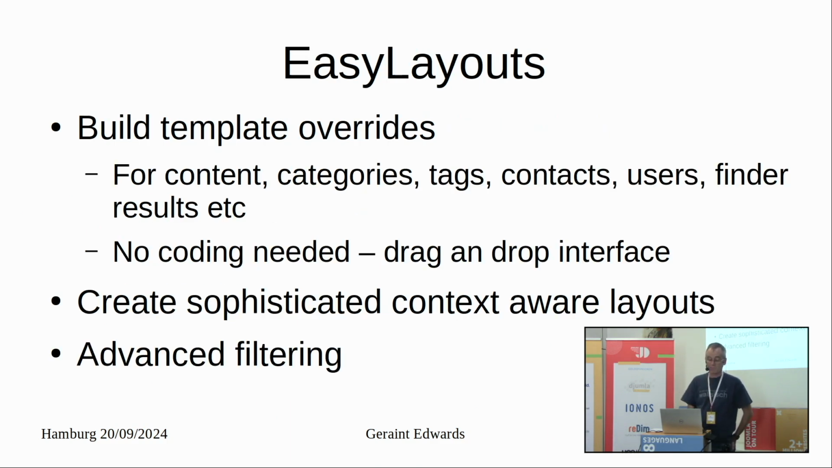EasyLayouts, on the other hand, allows you to build template overrides. We can do that for content, categories, tags, contacts, users, finder, results, pretty much anything in the Joomla core. You can customize the output of it using EasyLayouts without needing any coding. It's all a drag and drop interface. You can create very sophisticated context-aware layouts, so what is displayed is very much driven by what you want to be displayed in that context, be it a menu item, category, language, placement on the page, and so forth. And also we've implemented a lot of advanced filtering into menu items and modules, and there's a filter module and everything, and they interact with the Joomla core models and allow you to change the behavior of the Joomla core menu items and the core article modules.